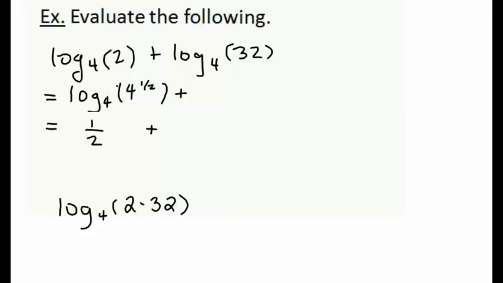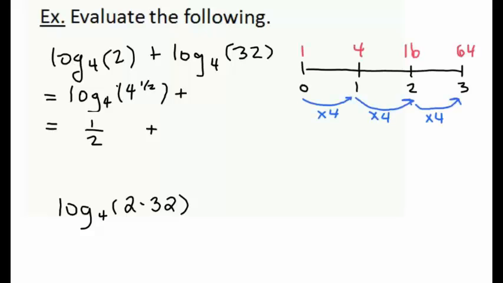So what we really have to do next is figure out how we can express 32 using a base of 4. Well, let's think about it using a diagram. Beginning at step 0, we start at 1, and we're multiplying here by 4s, so we get 4, 16, and 64 at steps 1, 2, and 3.